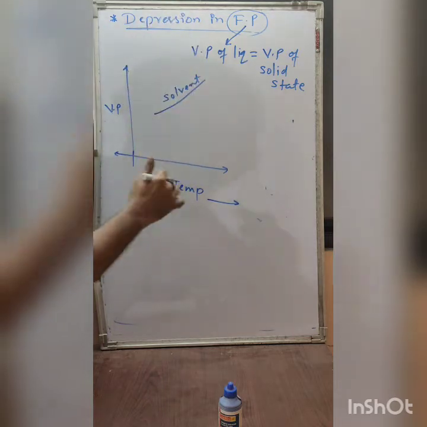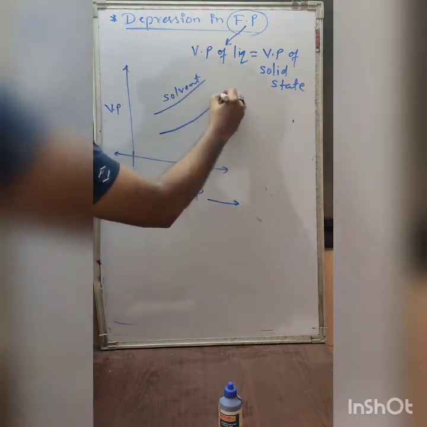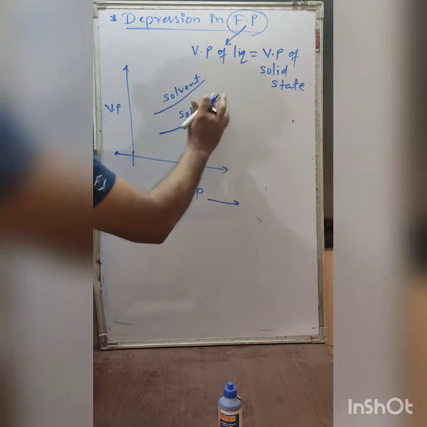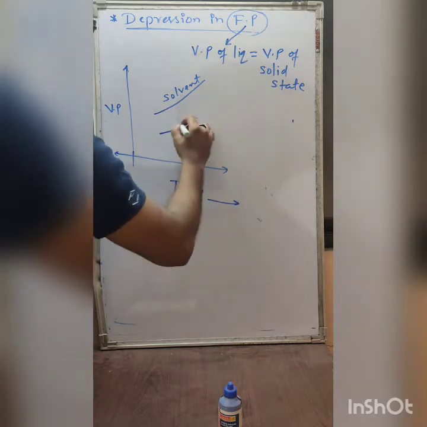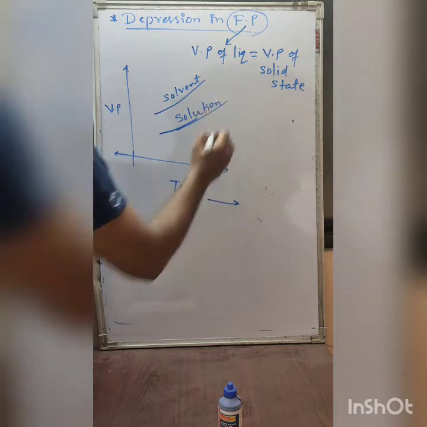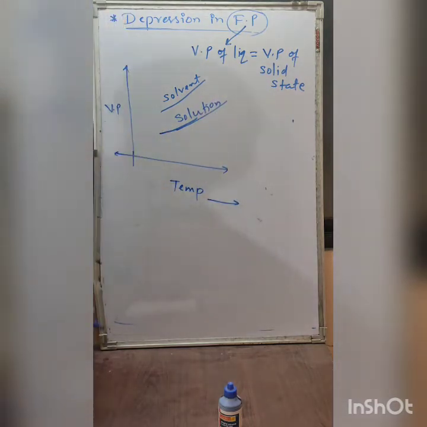Now in this solvent I have added a non-volatile solid, and due to the addition of the non-volatile solid there is a decrease in vapor pressure. So another curve will go down. This curve is for the solution. Okay, now we are going through depression in freezing point.